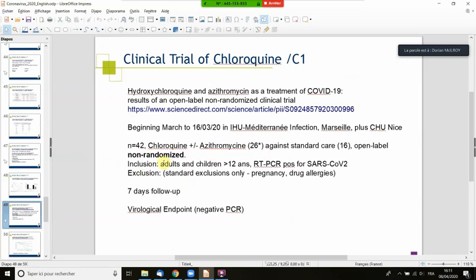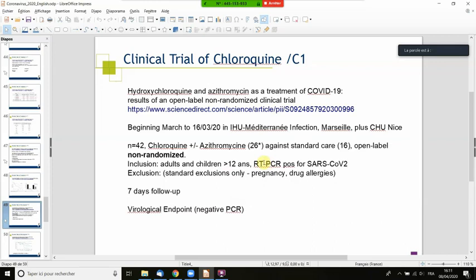The inclusion was adults and children over 12 years old. This is very unusual. We didn't see that in any of the other previous studies. Mostly you do trials on adults, so this is unusual. And they were all positive for SARS-CoV-2 by RT-PCR.